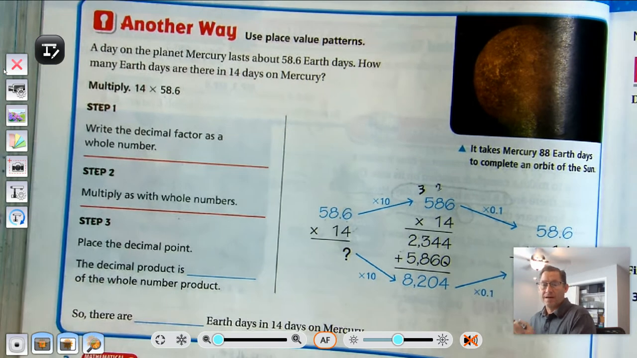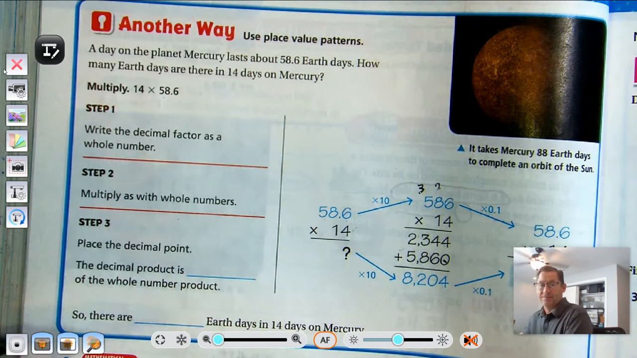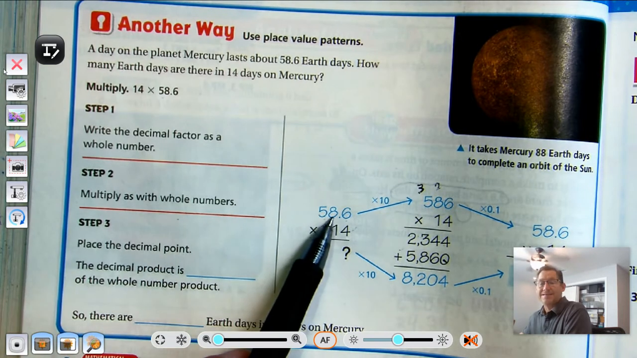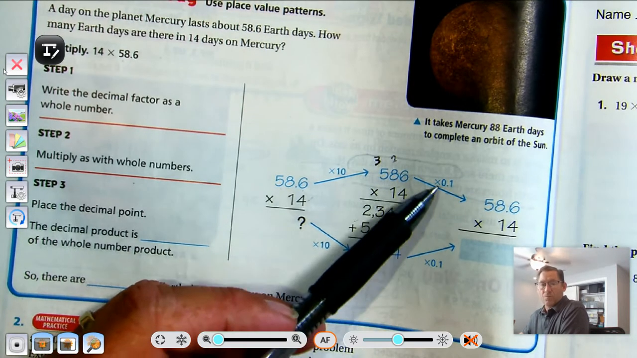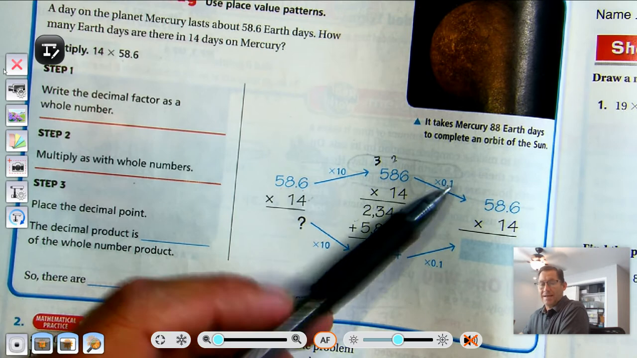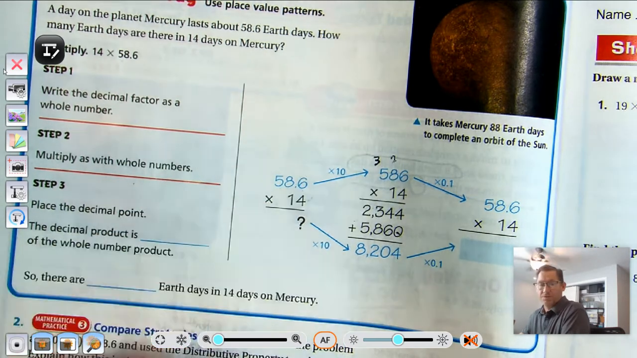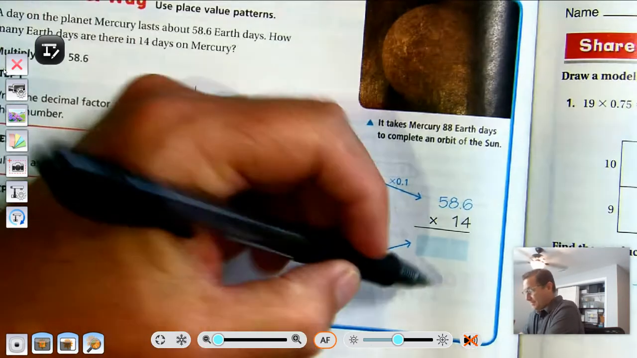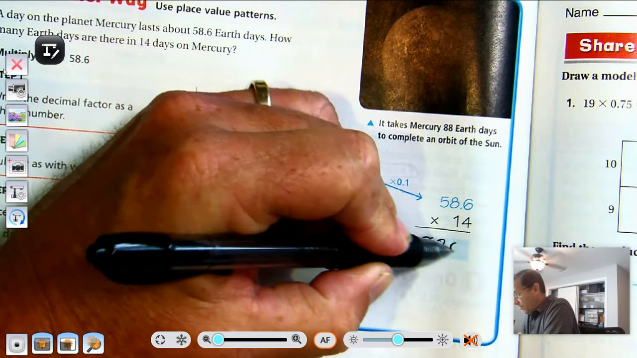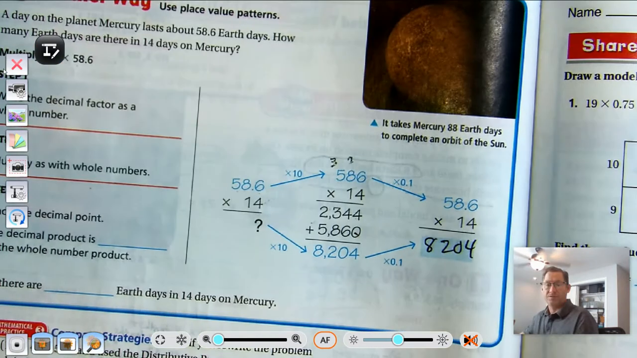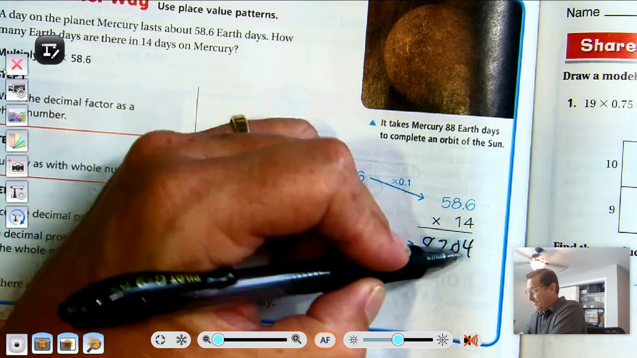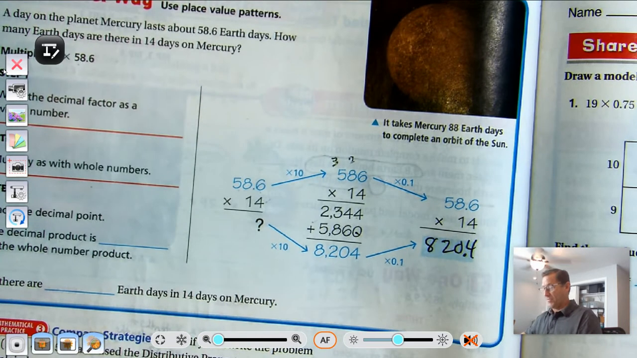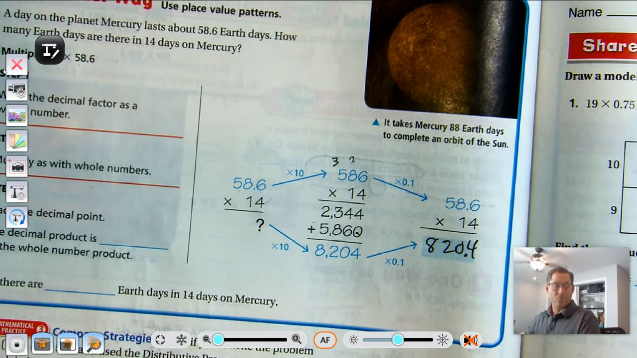But we're not multiplying by 586. We're only multiplying by 58 and 6 tenths. So in a sense, we would multiply by 1 tenth to return it back to its original form. We know our product would be 8204, but we're taking a whole number and multiplying by a number in the tenths. So our answer would be 820 and 4 tenths.